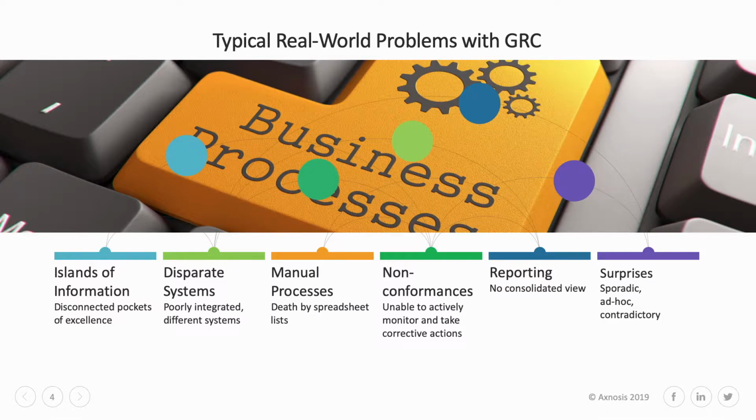Typically in a business that doesn't have a product like GRC365, you have many problems. Islands of information, where information in different departments are dispersed and disconnected. Some of them are operating extremely well, but others not. You have disparate systems. Maybe people bought some software in the past to manage risk, but this risk system is not integrated into your core ERP business system. More often than we'd like, we see businesses running these processes manually, using spreadsheet lists and other such tools.